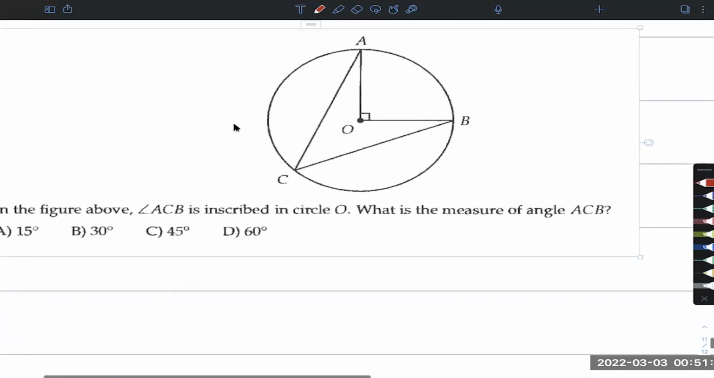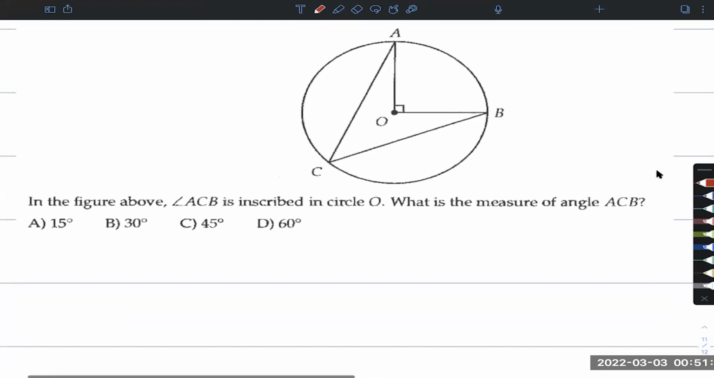लेट्स डू दिस वन. अब ये क्या कह रहा है? In the figure above, angle ACB is inscribed in circle O. Okay, so inscribed angles are always half of the central angle. So जो angle center पे है वो है 90. So this angle is going to be 45. और यही आंसर है. We just need to know that inscribed angle is half of the central angle. बस ये हमें पता होना चाहिए.